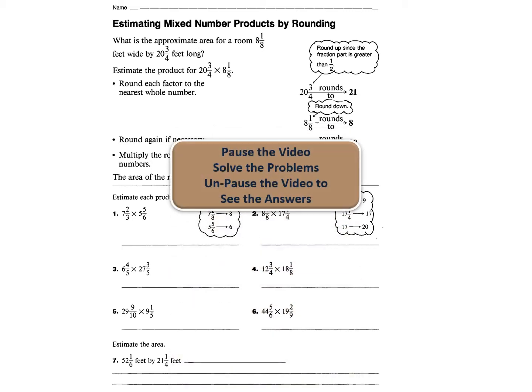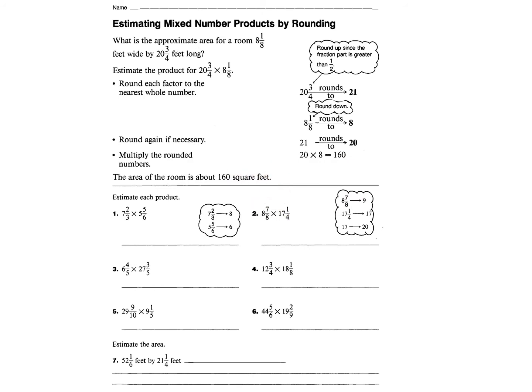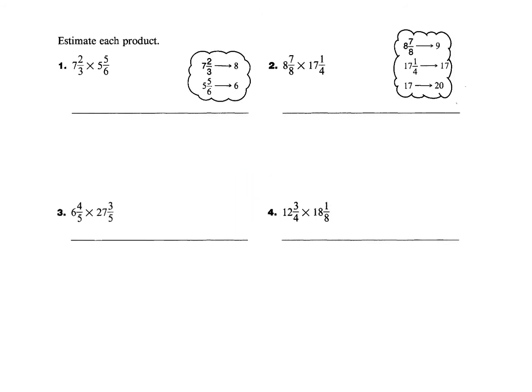Pause the video, solve the problems, unpause the video to see the answers. Estimate each product. Question number 1, 7 2/3 times 5 5/6. Let's take a look at 7 2/3. 2/3 is 2 out of 3. And if we take a look here, half would be right about here.